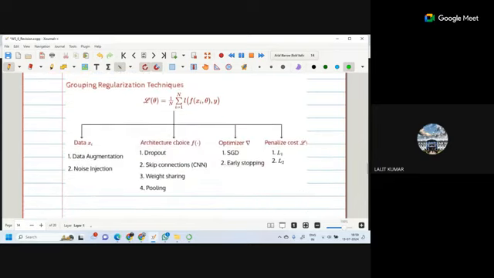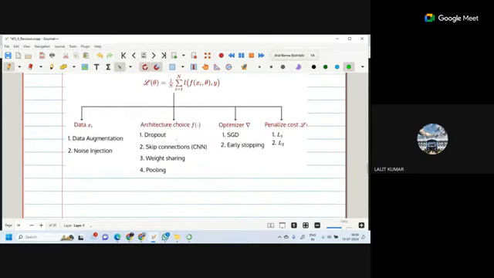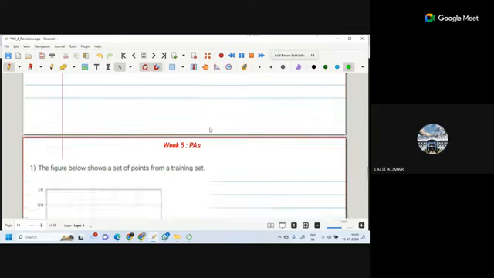Now, grouping regularization techniques, here you can see we have data augmentation, noise injection, dropout, CNN weight sharing, and pooling. Then SGD, which you can also consider as an optimizer, and it is also one of the regularization techniques. Then we impose a penalty cost, which is L1 regularization and L2 regularization. Early stopping we have seen is also one form of regularization.